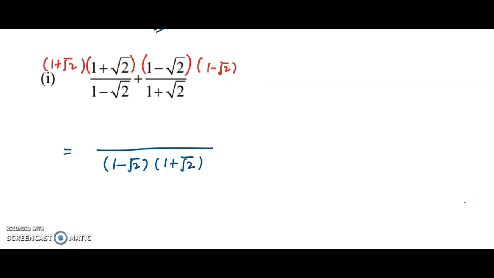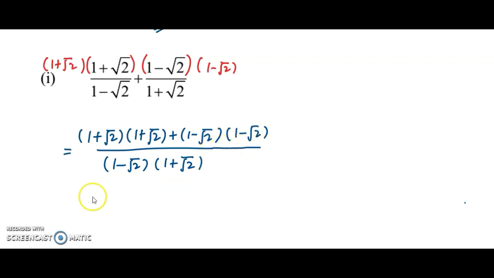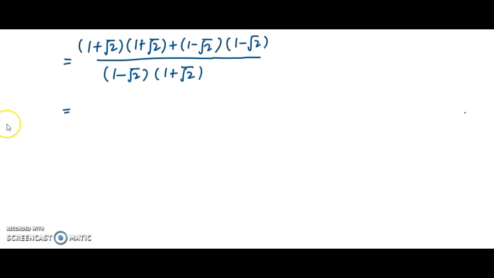Okay, then you will have 1 plus surd 2 multiplied by 1 plus surd 2. This is from the first term. Plus, second term is 1 minus surd 2 multiplied by 1 minus surd 2.